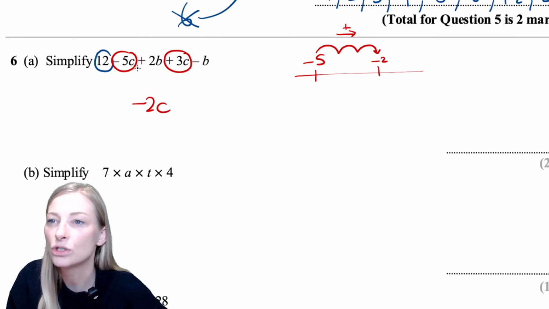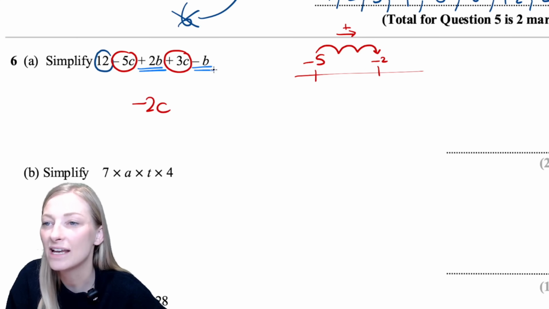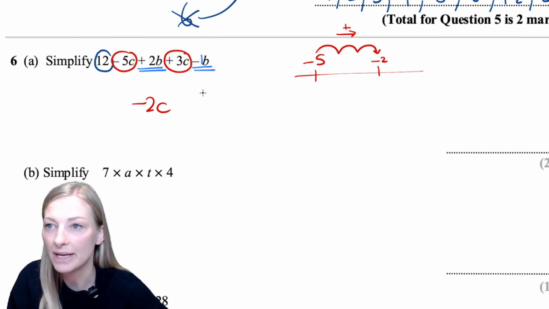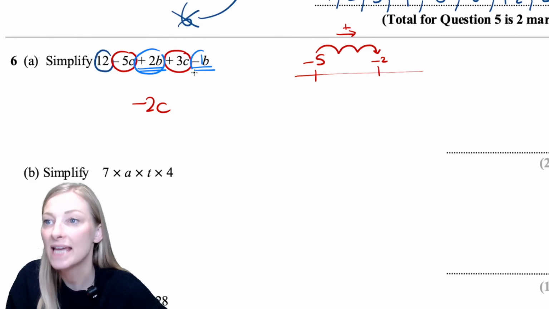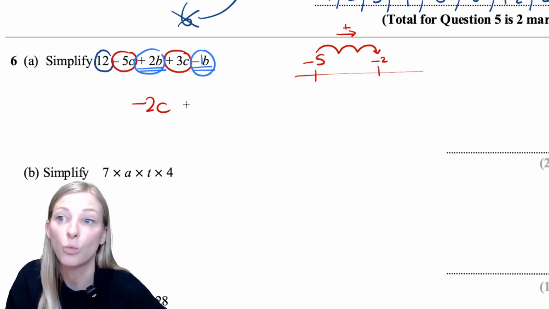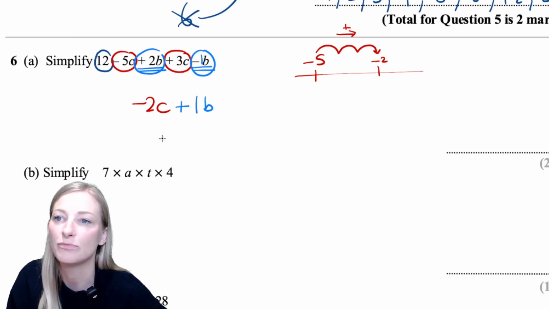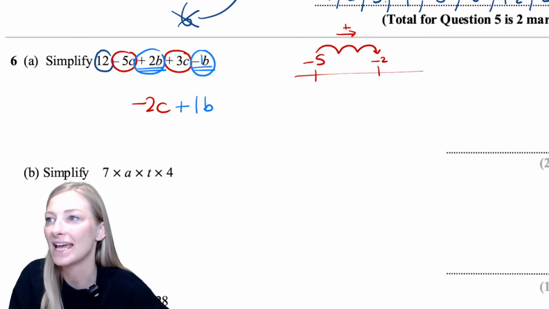And then we've got 2b, and we're taking away b. Now remember, a b on its own is the same as 1b. So 2b, take away 1b, leaves me with 1b. So that's going to be add 1b. We've got one positive b there. And the 12 had to stay as it was.